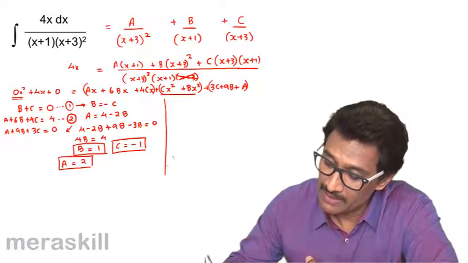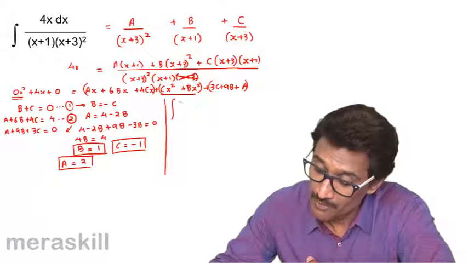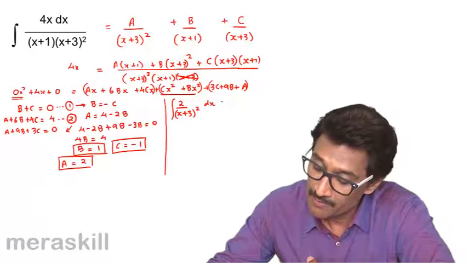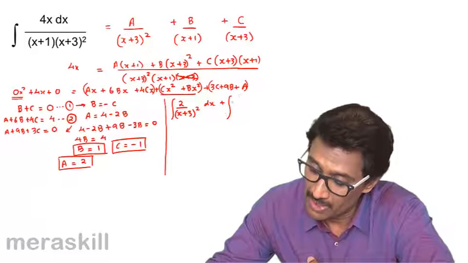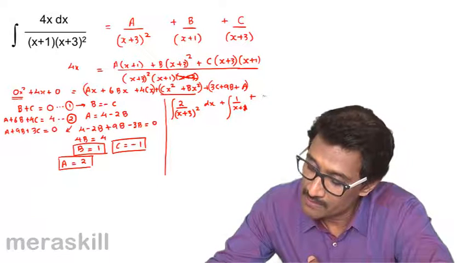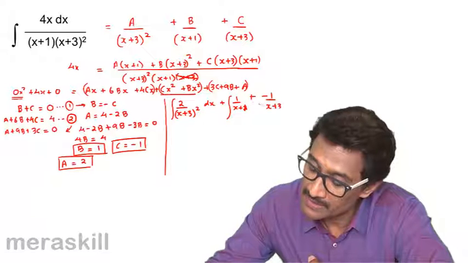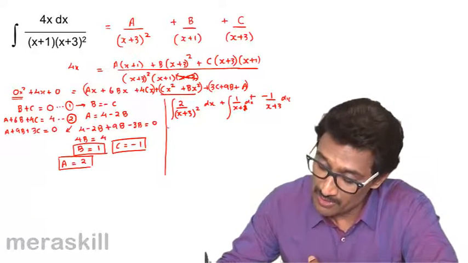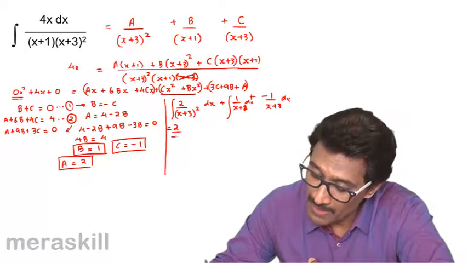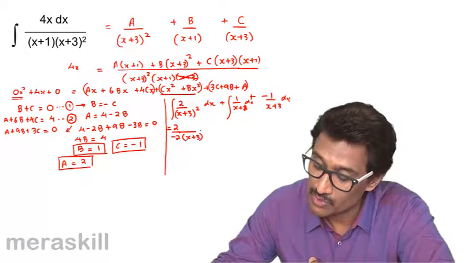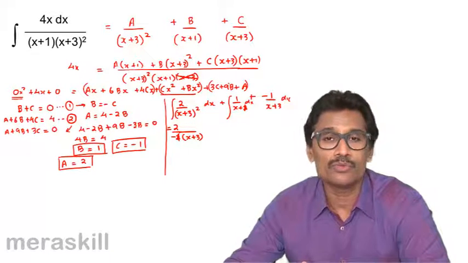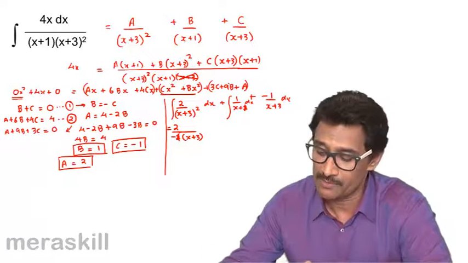So ultimately it's going to be 2 upon x plus 3 the whole square dx, plus b, that is 1 upon x plus 1, plus c, that is minus 1 upon x plus 3 dx. This will be eventually 2 into x plus 3 the whole raised to minus 2. So it's going to be minus 2 upon x plus 3, because with x plus 3 raised to minus 2, n is minus 2, so it's going to be x plus 3 raised to minus 2 plus 1, upon minus 2 plus 1.